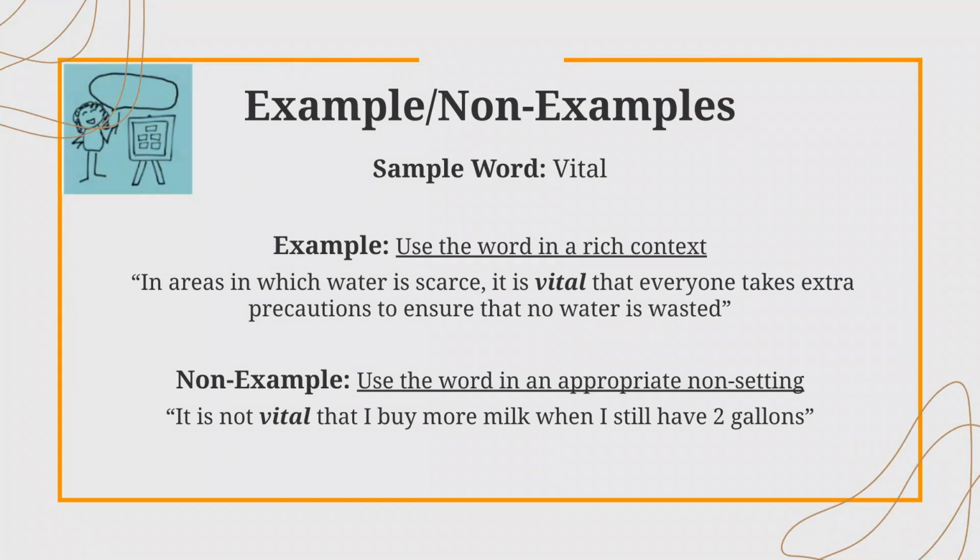So, an example would be in areas in which water is scarce, it is vital that everyone takes extra precautions to ensure that no water is wasted. And a non-example would be it's not vital that I buy more milk when I still have 2 gallons left in the fridge.